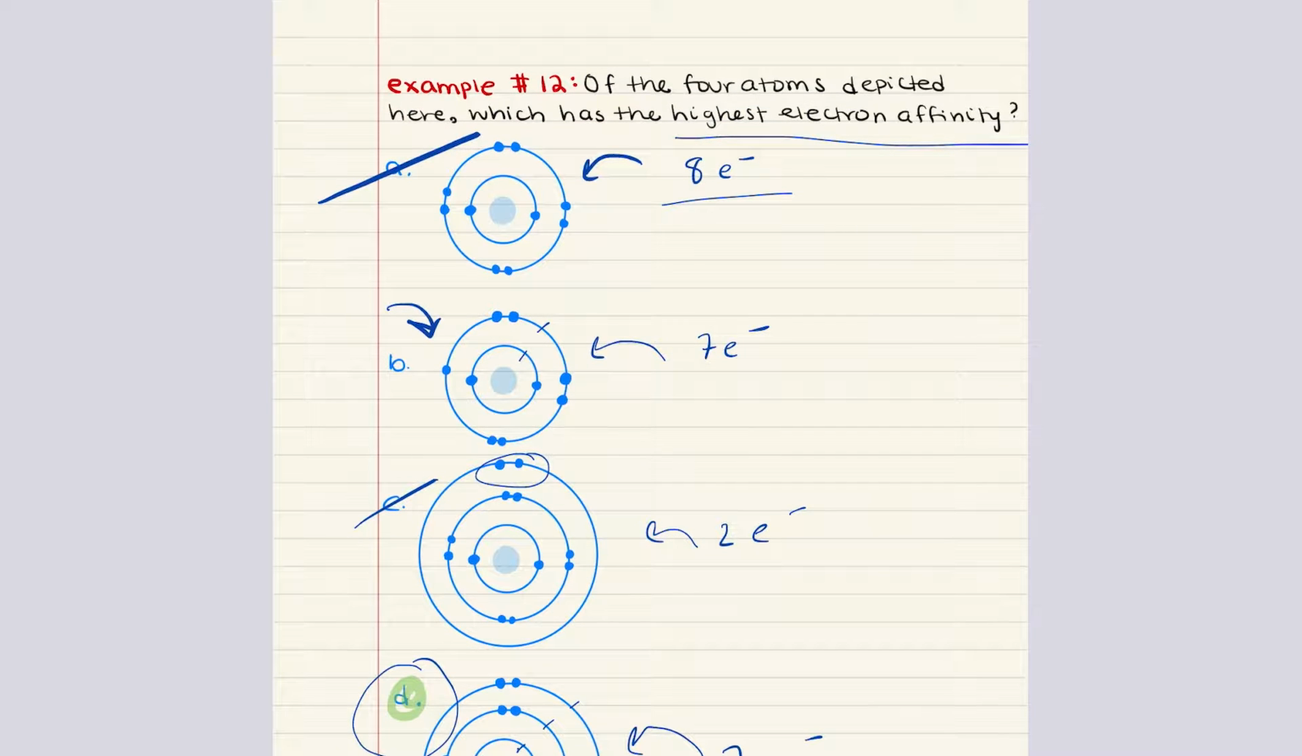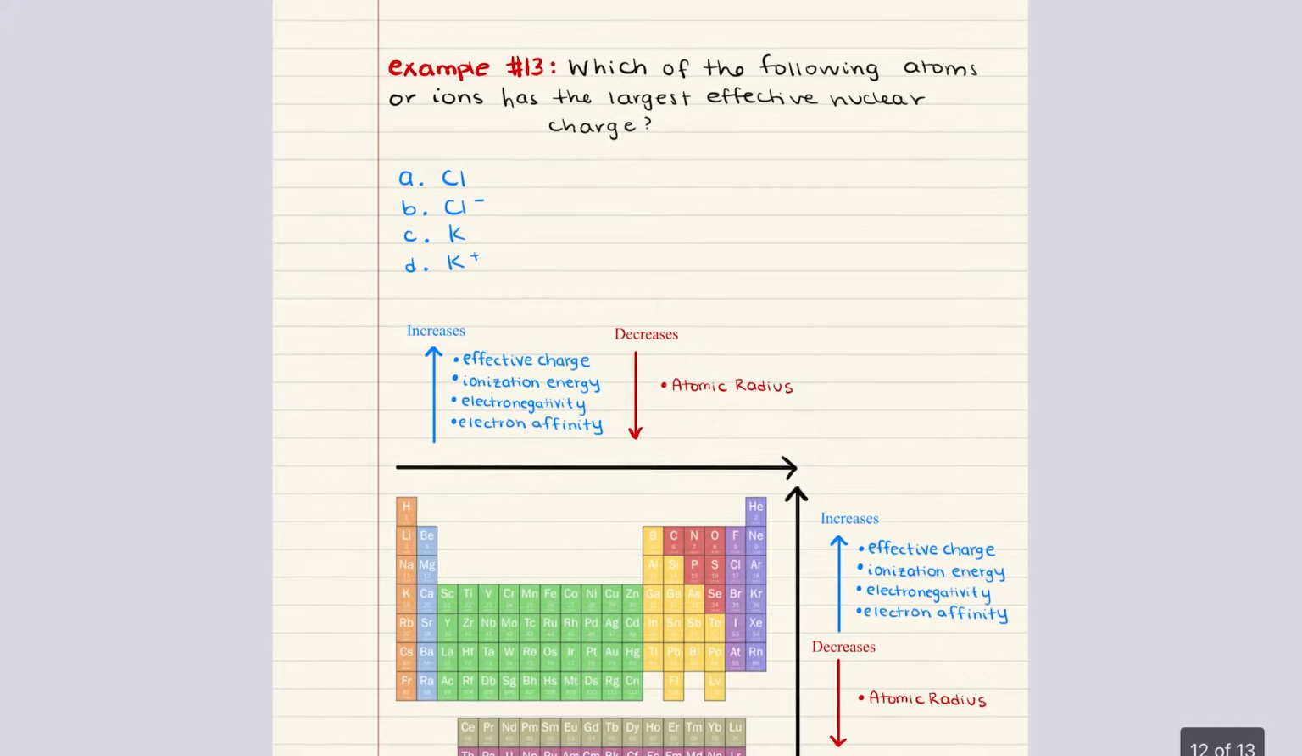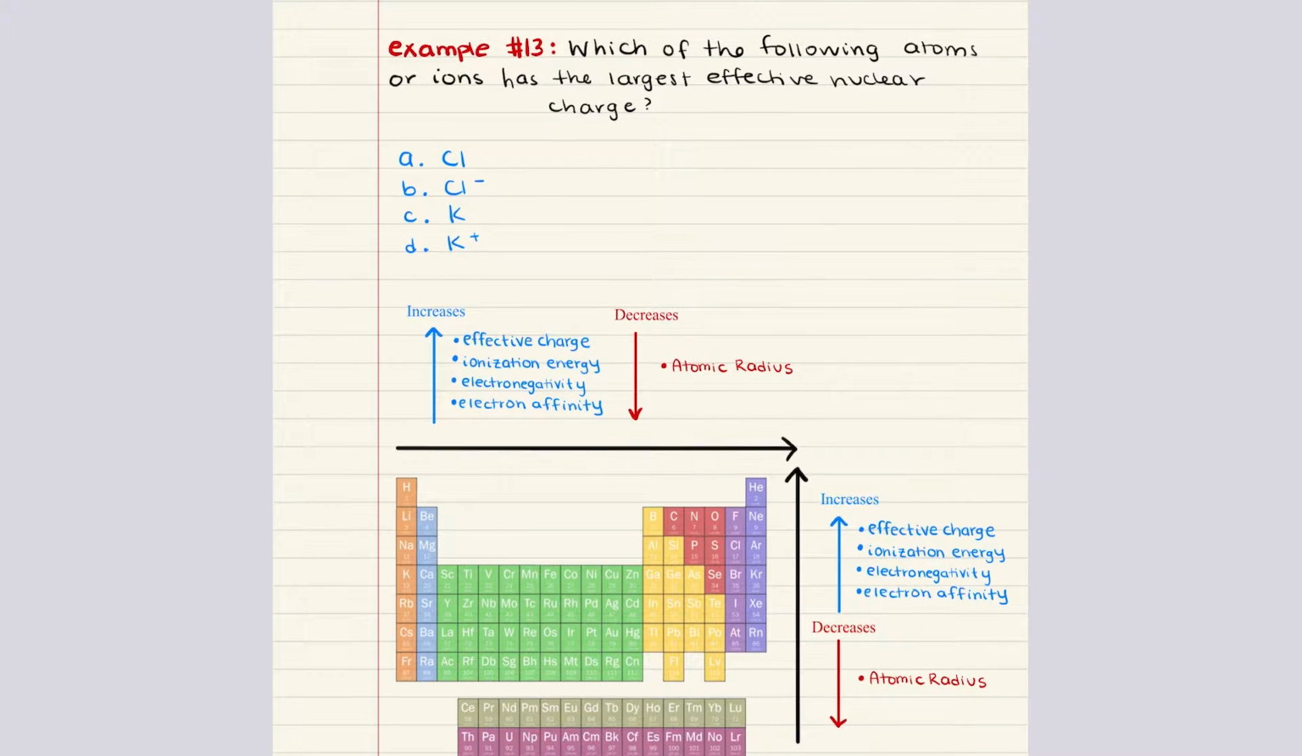So 12 is going to be D. Let's move on to problem 13. Problem 13 asks, which of the following atoms or ions has the largest effective nuclear charge?